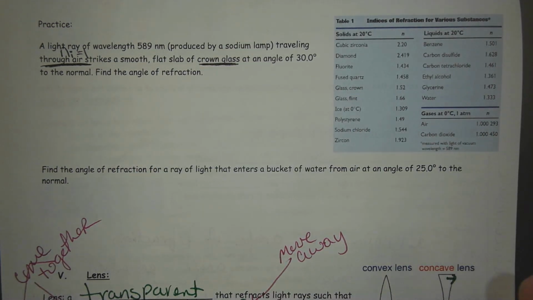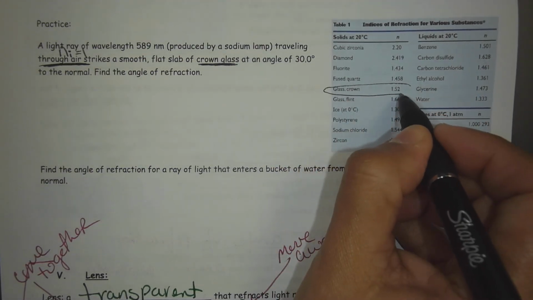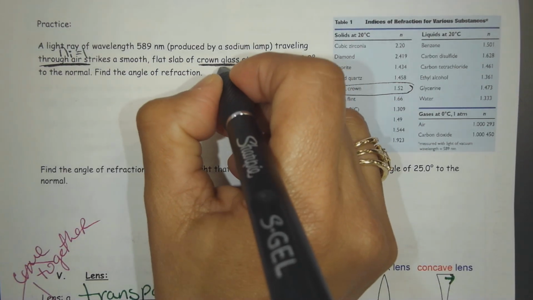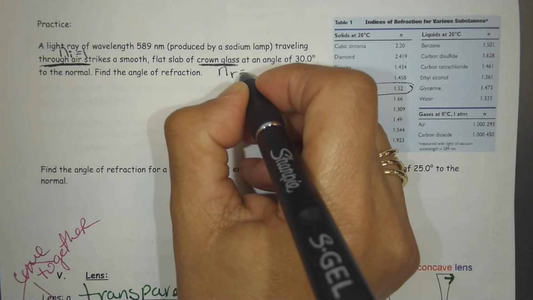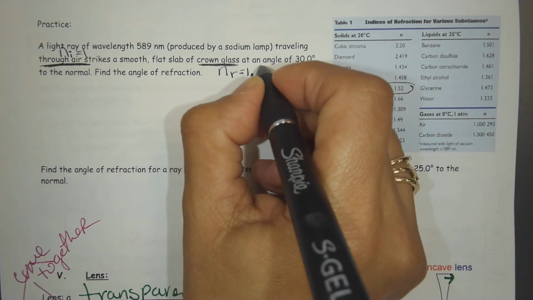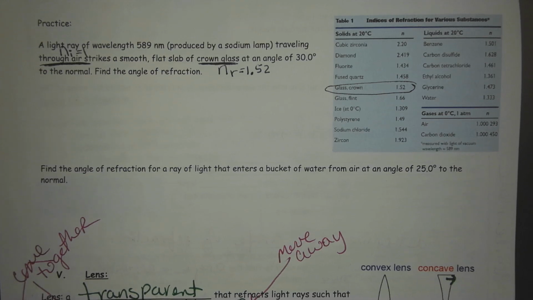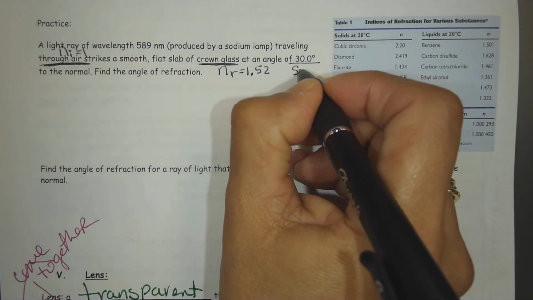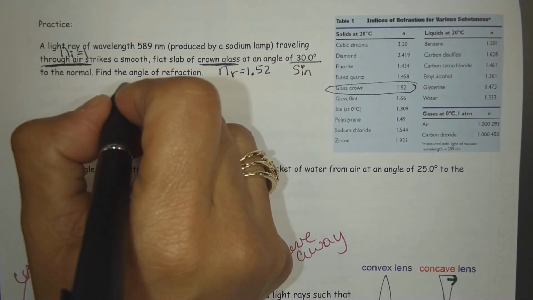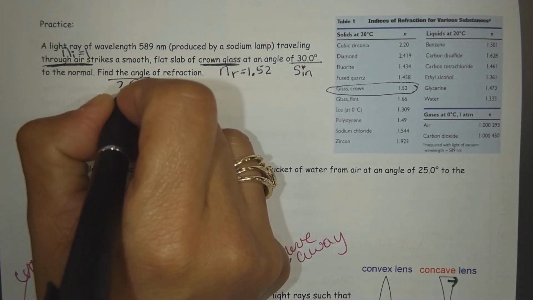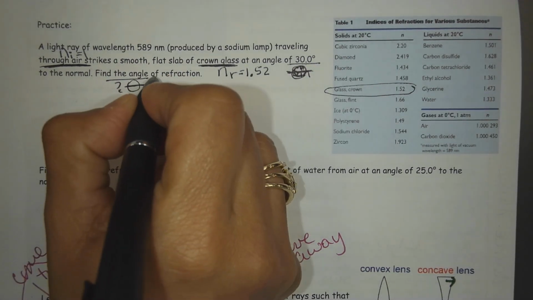Then the light is going to go through this glass called crown glass. Oh, let me look at my chart. Crown glass is right here. 1.52. NR, or N2, equals 1.52 at an angle of 30 degrees to the normal. I'm going to pause for a moment. Find the angle, theta, of refraction.